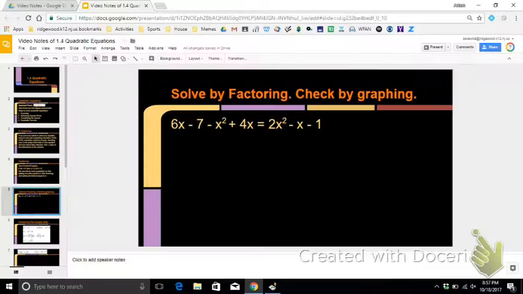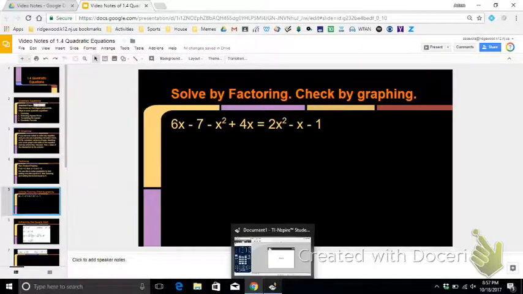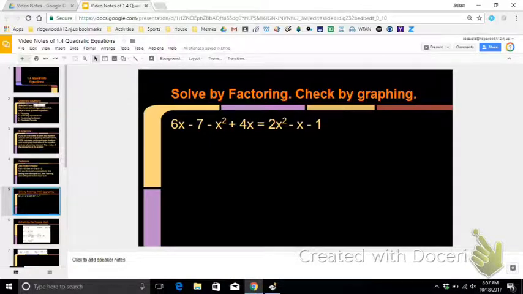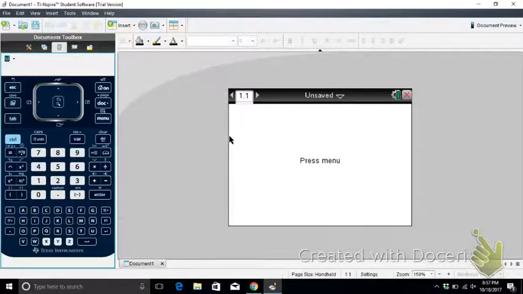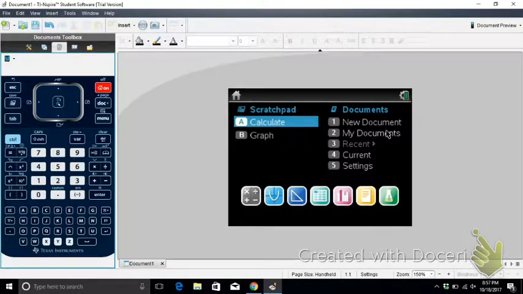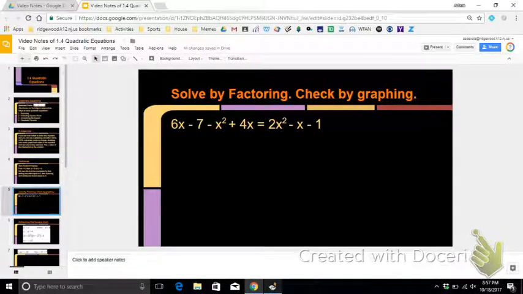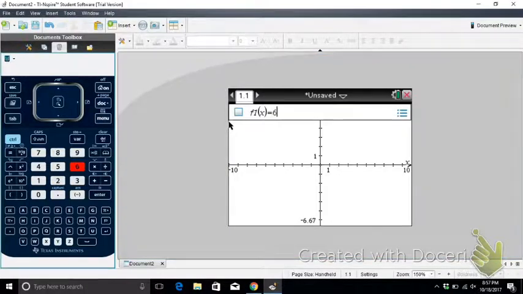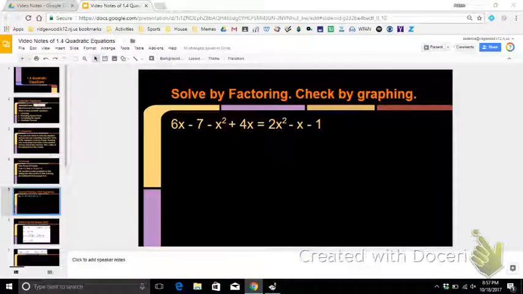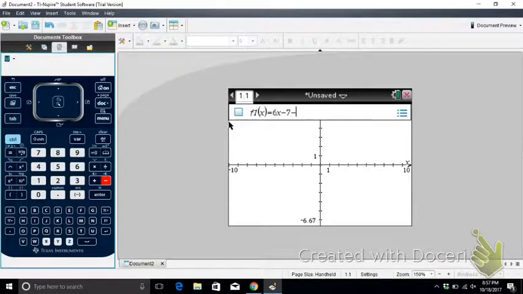I'm going to open up my graphing calculator, and I'm going to graph both sides of the original equation. So on one side I'm going to graph 6x minus 7 minus x squared plus 4x. So I'm going to go to a new document, add graph. I'm just going to type that in. 6x minus 7, and then minus x squared plus 4x. So minus x squared plus 4x on one side.